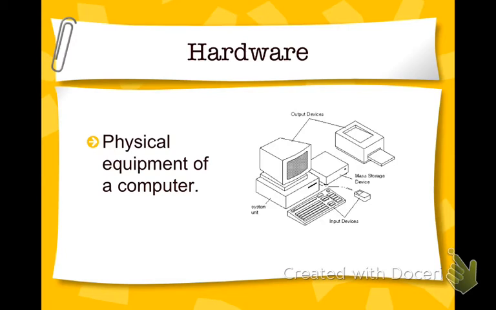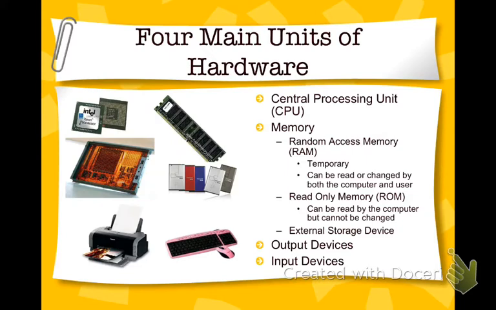If you look at it and you can physically touch it, it's going to be called hardware. So most of all hardware is something you can touch. Your monitor, output devices, input devices, the system itself, keyboard, mouse, etc. So there's quite a bit of hardware on the machine. Here's the four main units of hardware.